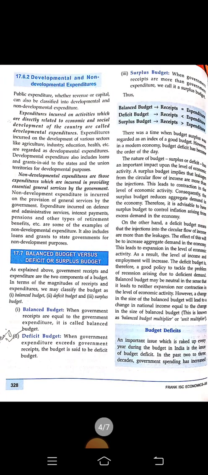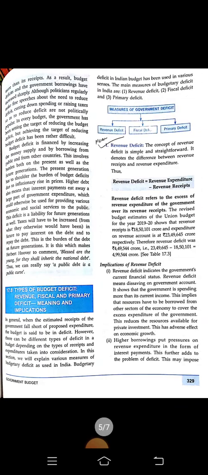Next, we have balanced budget versus deficit or surplus. Under this, we have the deficit budget. When the government expenditure exceeds government receipts, the budget is said to be a deficit budget. What are the types of budget deficit we have? First is revenue deficit.